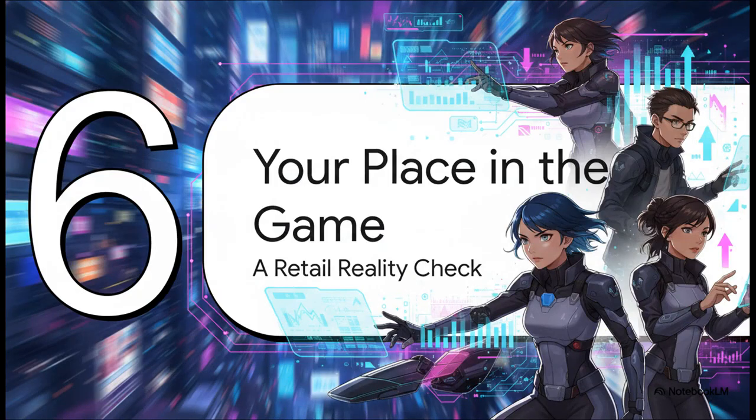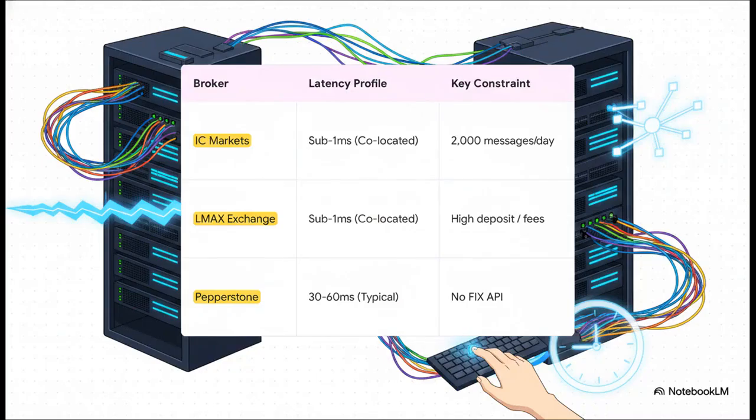Which leads to the big question, your place in the game, a retail trader's reality check. So with all this in mind, what does it mean for you, for an individual trying to trade or compete in this environment? Where do you even fit in this insane high-speed game? Well, for a retail trader, the single most critical decision you'll make is your choice of broker. You absolutely need one that allows for something called co-location. That means you can literally place your own server in the very same data center as the exchange's systems. This is how you get your latency down into the sub-millisecond range, which is just barely fast enough to even be in the same league.